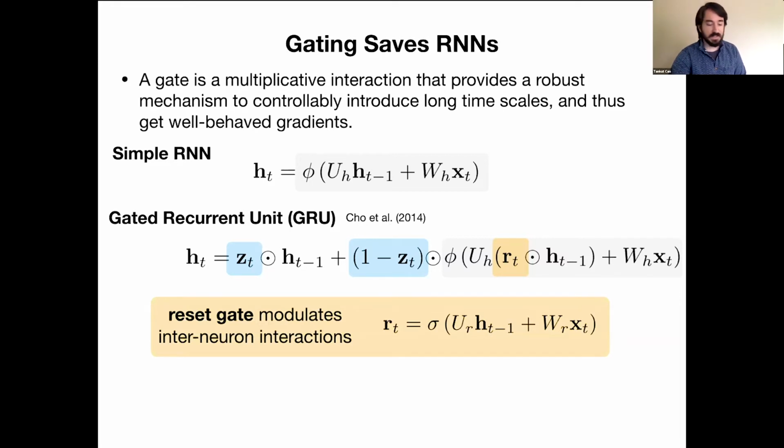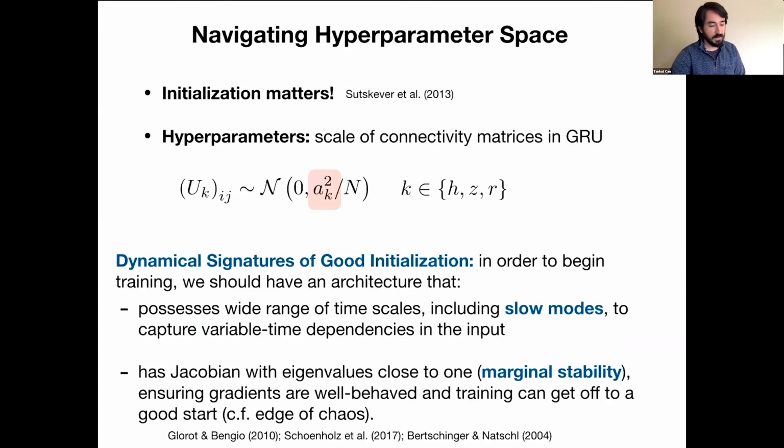Since the reset gate effectively changes the structure of the synaptic connectivity matrix, it will have an influence on the structure of critical points and on the overall network dynamics. So gating addresses the exploding and vanishing gradients problem. It actually seems to be a very good solution, but at the cost of introducing more parameters, leaving us to navigate a larger hyperparameter space.